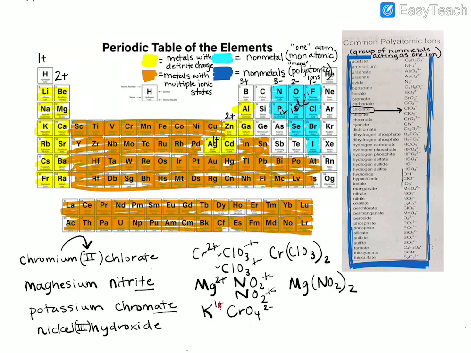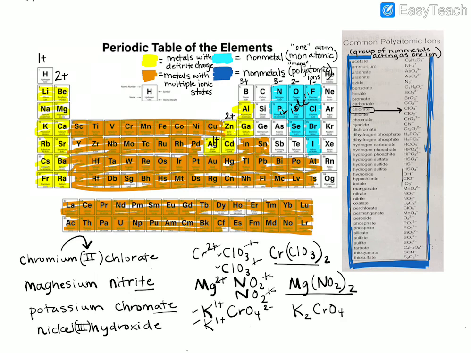In this case, we have potassium, which loses 1 valence electron and has a 1 positive charge, but the chromate ion needs to gain 2 more electrons, so that means we're going to need another potassium. So how would we write this? We're going to say, okay, I've got 2 potassium ions, and then I only have 1 chromate.